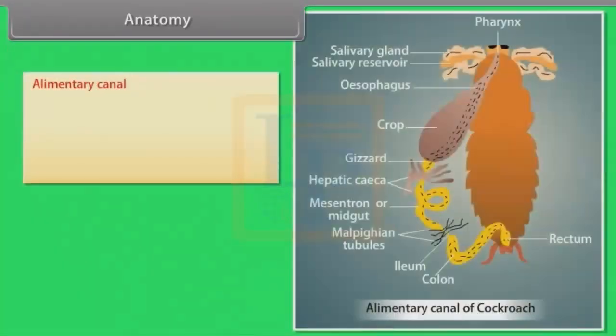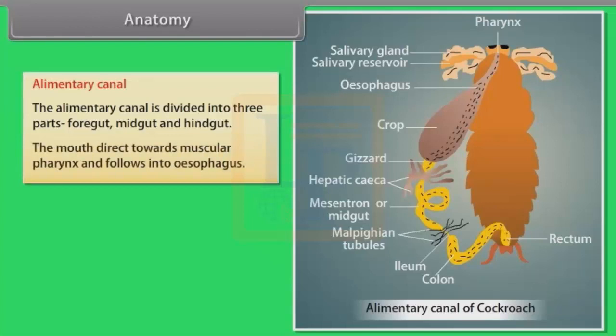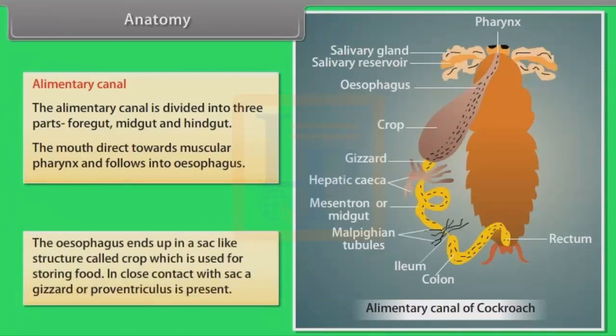Anatomy. Alimentary canal. The alimentary canal is divided into 3 parts: foregut, midgut and hindgut. The mouth leads to the muscular pharynx and follows into the oesophagus. The oesophagus ends in a sac-like structure called the crop, which is used for storing food. In close contact with the crop, a gizzard or proventriculus is present.